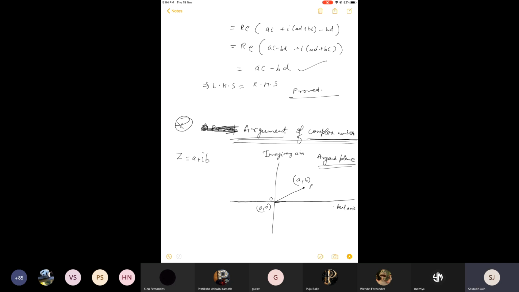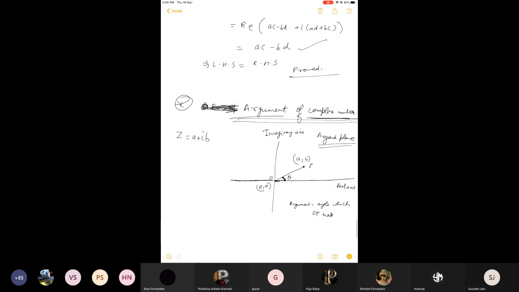So, what I have done till now is join the complex number, which is actually a point in the Argand plane, to the origin. And now I am saying consider the angle which this line segment OP makes with the positive real axis. What is argument? The angle which OP makes, where P is your complex number and O is the origin, with the positive real axis. This is your argument. You have to find this, and I will tell you how to find it.